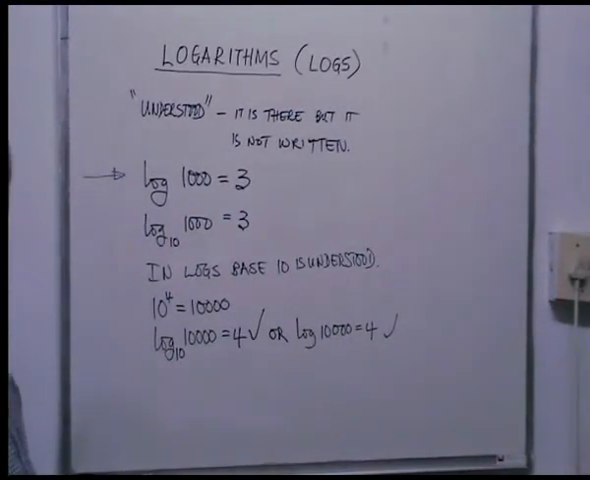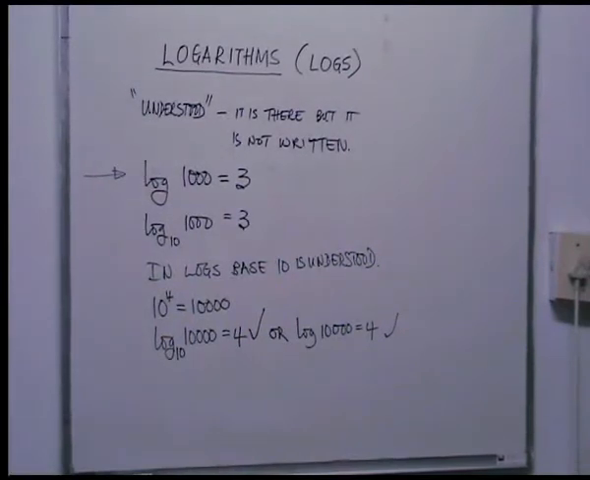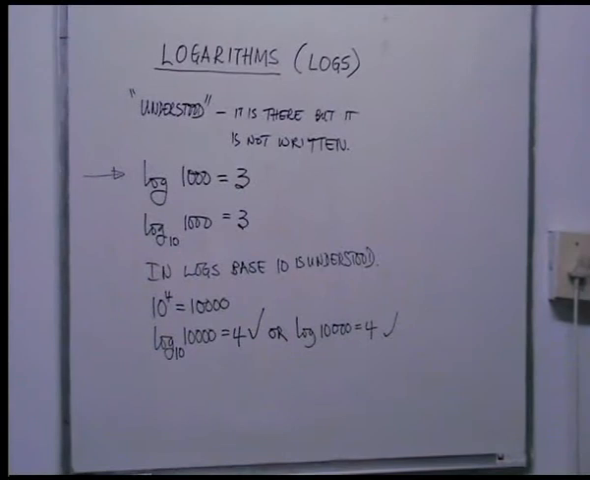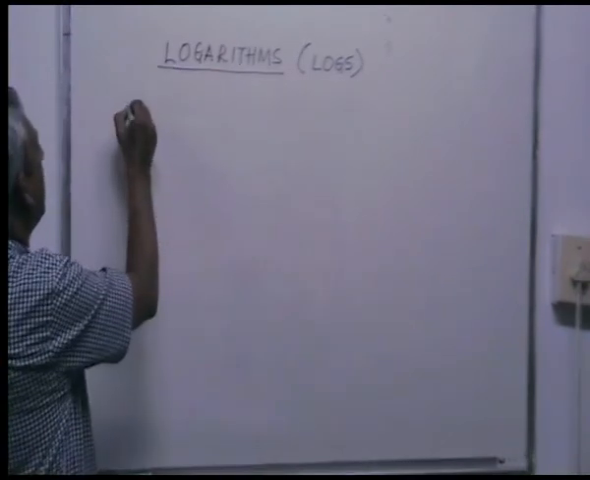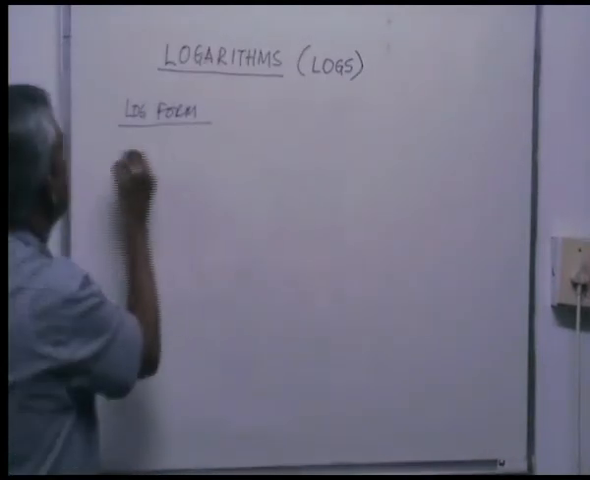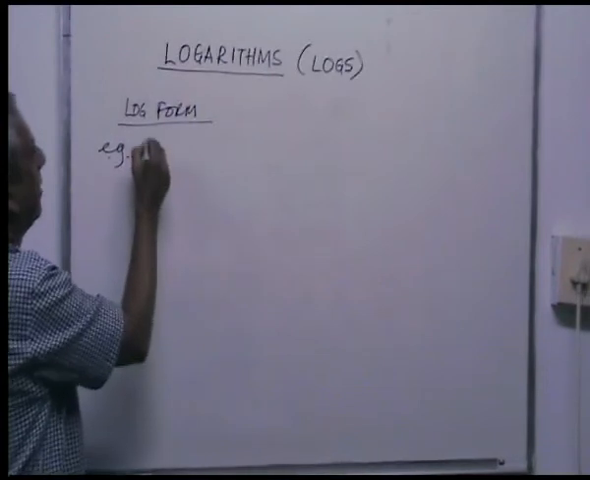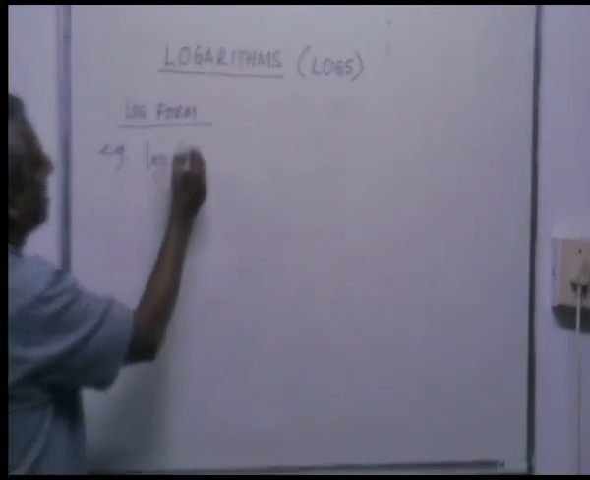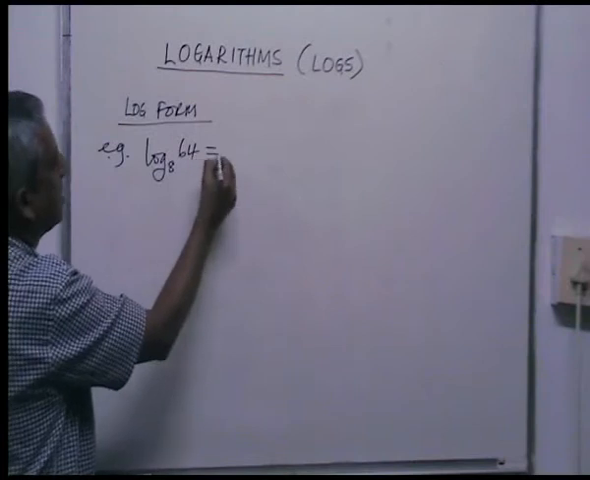Right, let's move on to what I'm going to do now. In the next section, I'm going to give you an exercise where the sentences are written in log form and you're going to write them in index form. So that's where we're moving next. I'm going to give you some sentences written in log form and you will write them in index form. Let's take an example. For example, log of 64 to the base 8 is equal to 2.